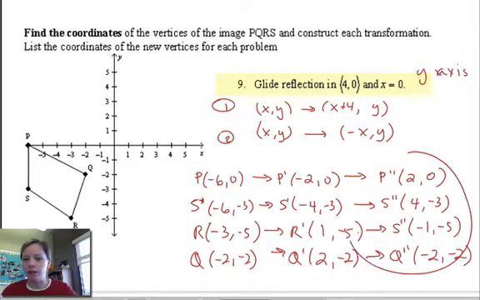So all of these points right here are going to give you your final answer for your diagram in that glide reflection. In this case, it actually was like gliding and then reflecting that way.